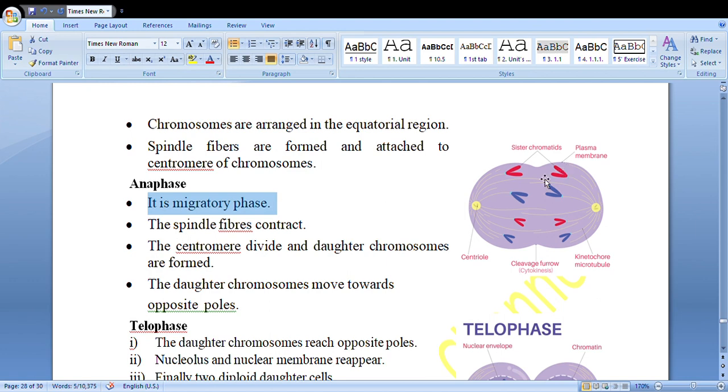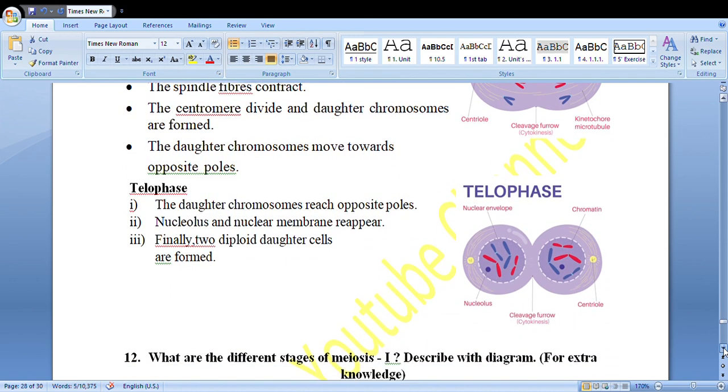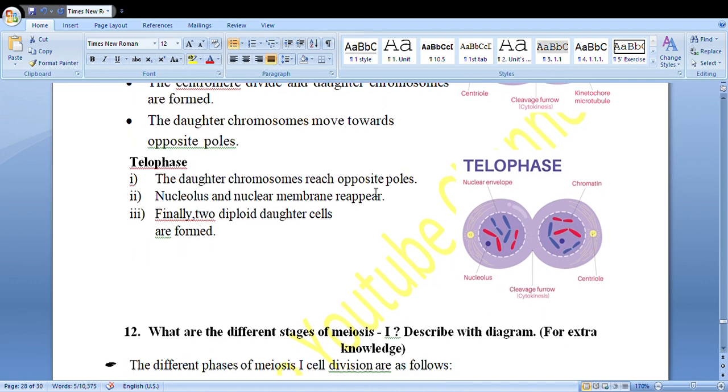Anaphase is the migratory phase, because daughter chromosomes are formed and migrate towards opposite poles. Spindle fibers contract. The centromere divides and daughter chromosomes are formed. The daughter chromosomes move towards opposite poles. Telophase is the last phase. Daughter chromosomes reach opposite poles. The nucleus and nuclear membrane reappear. Round dotted structures are formed. Finally, two daughter cells are formed.